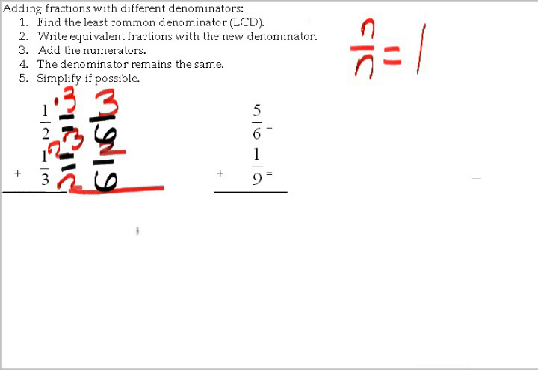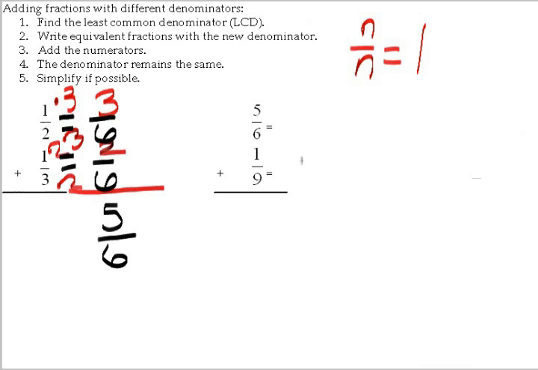And now we can add our fractions. We have 3/6 plus 2/6. So we add the numerators. 3 plus 2 is 5. And our denominator, 6, remains the same. So our answer is 5/6. And that fraction cannot be reduced.